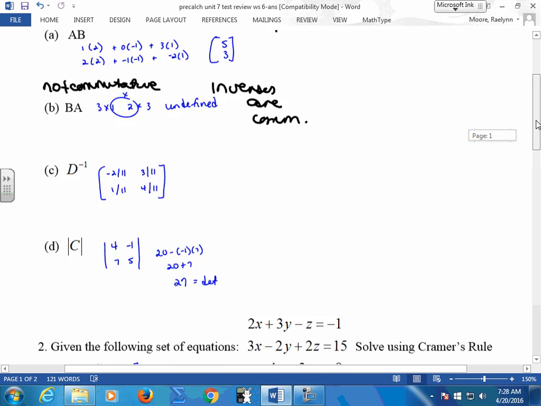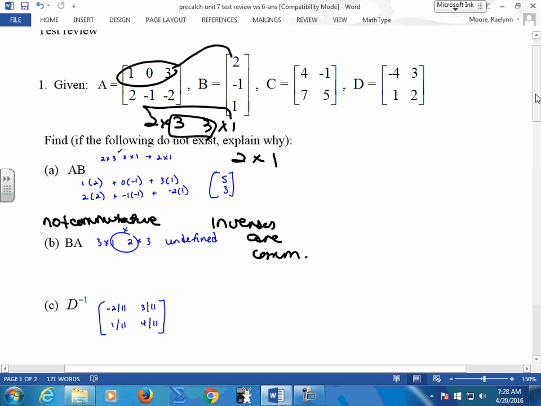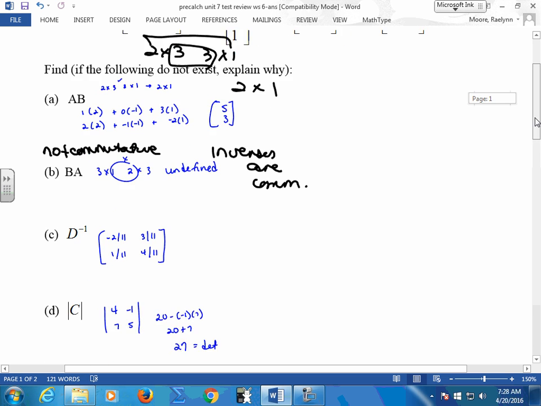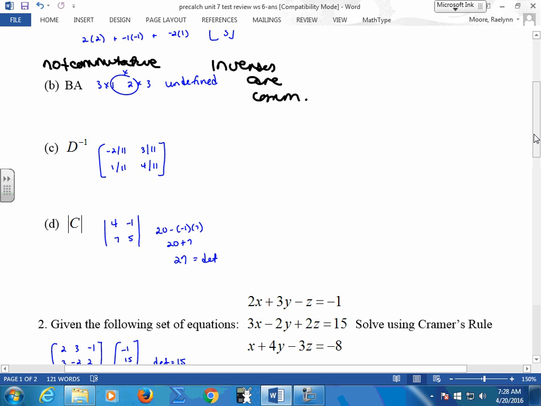D to the negative 1. So all you have to do is put this in and just do inverse, D to the negative 1. Flip it back to a fraction. Don't round those irrational decimals.